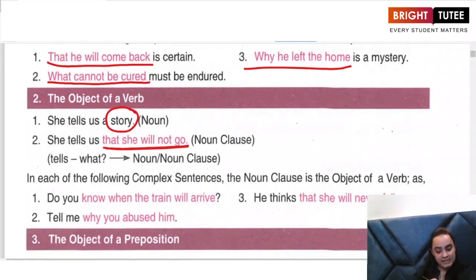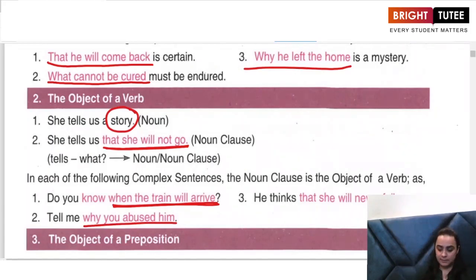Now look at more examples. Do you know when the train will arrive? Do you know what? When the train will arrive. So my answer to the question know what is coming in the place of an object. Second sentence. Tell me why you abused him. Tell me what? Why you abused him. The answer to tell me what is coming in the form of an object.